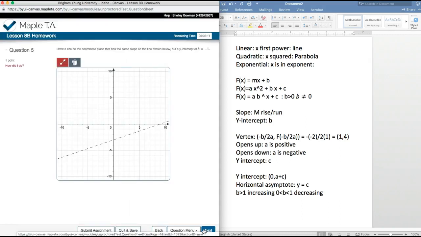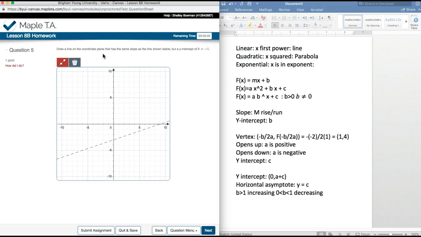Okay, let's move to question number 5. Draw a line on the coordinate plane that has the same slope as the line shown below, but this line that we're going to do has a y-intercept of b equals -1. The y-intercept b right here in the slope-intercept form is this number right here. So we're going to go to -1 on the y-axis for the y-intercept.